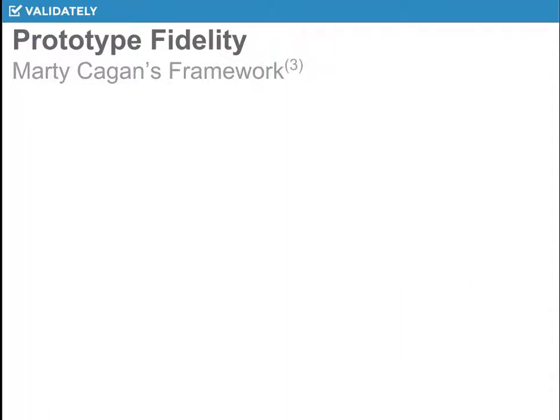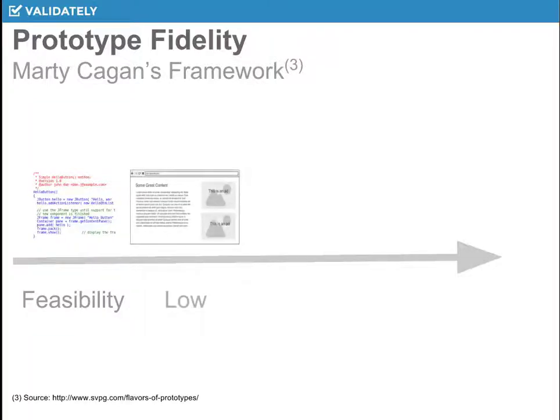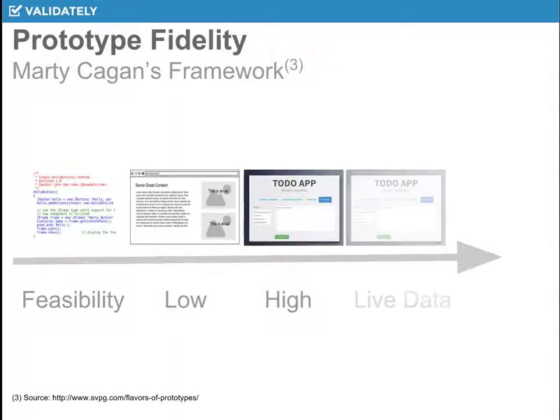And he has a great way of looking at prototypes. He breaks it down into 4 different types. The first is a feasibility prototype. Then there's a low fidelity prototype, a high fidelity prototype, and a live data prototype. And that's all the different prototypes you do before you go to live code. We're going to talk about each one of the different prototypes and the pluses and minuses of each.